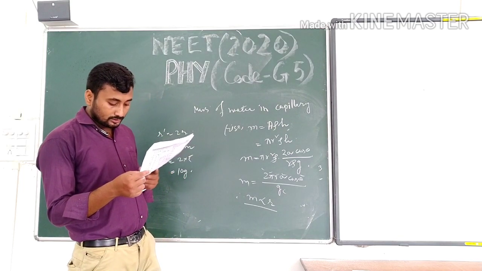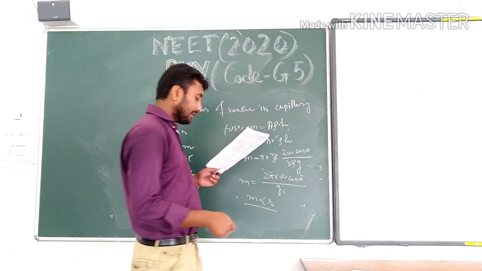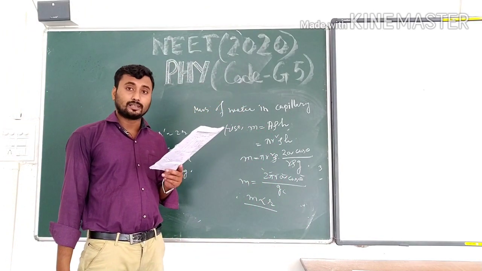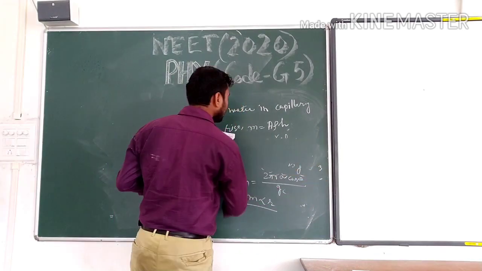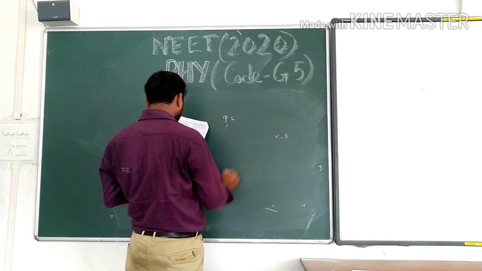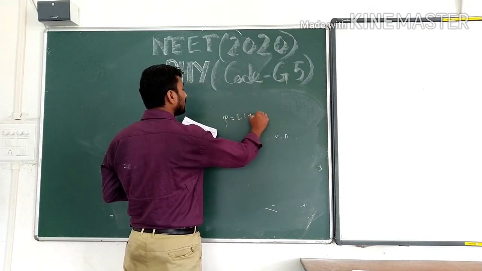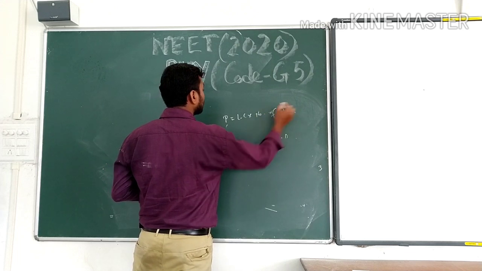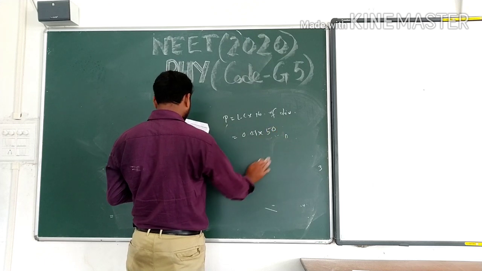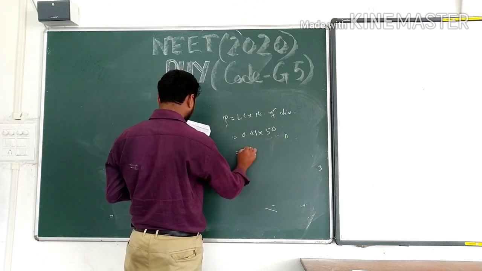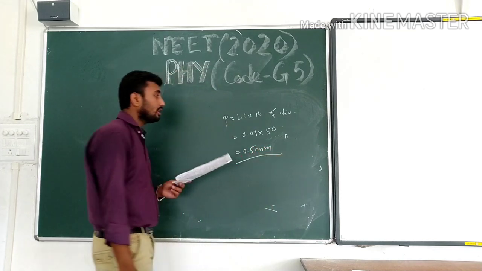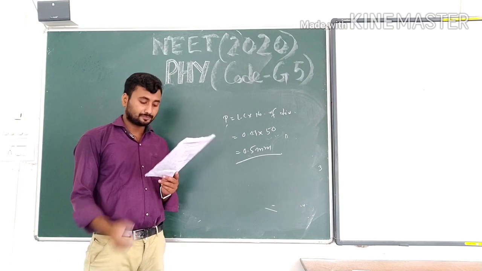Next, a screw gauge has a least count of 0.01 millimeter and there are 50 divisions in the circular scale. So what's the pitch? Least count is equal to pitch divided by the number of divisions, so pitch is least count into number of divisions. This comes to 0.01 into 50. So it will be 0.5 millimeter.